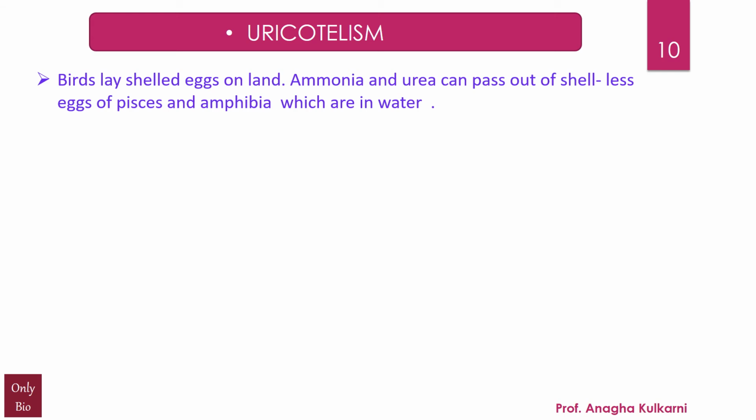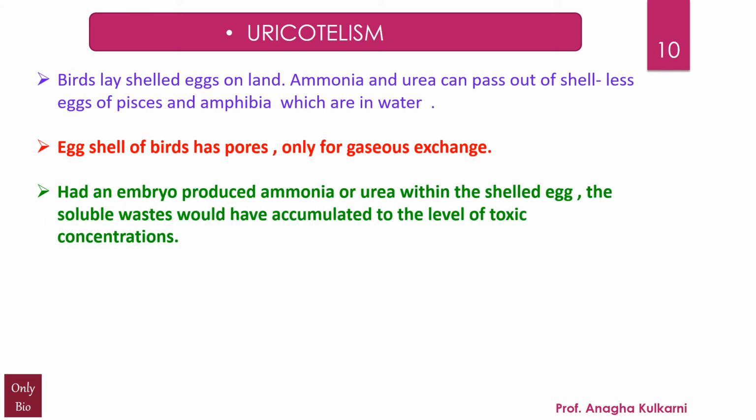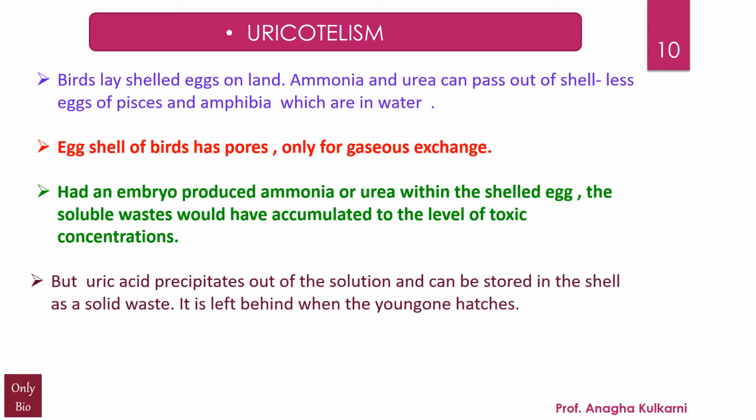Birds lay shelled eggs on the land, that is, their eggs have a shell. Ammonia and urea can pass out of shellless eggs of Pisces and amphibia which are in water. Okay, they do not have shells, so that can easily pass out. Egg shell of birds has pores only for gaseous exchange. Had an embryo produced ammonia or urea within the shelled egg, the soluble waste would have accumulated to the level of toxic concentration. Try to understand. Okay, so that would have killed the embryo.